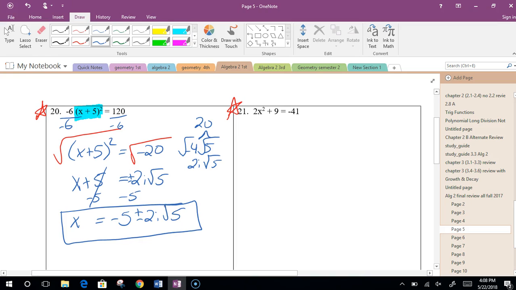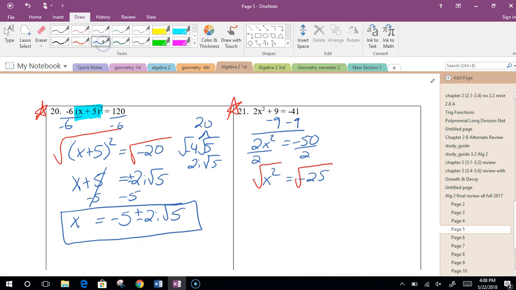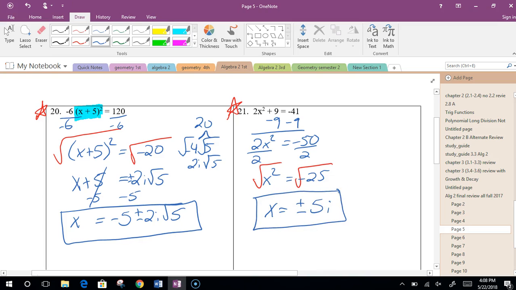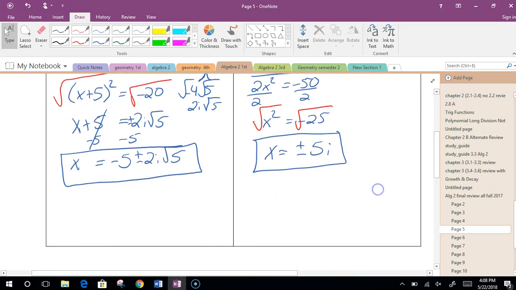In a problem like 21, we need to again isolate the square, so we're going to subtract 9 from both sides. That leaves us 2x squared equals -50. Divide both sides by 2, so we get x squared equals -25, and then we'll take the square root on both sides. But in this case, at least we got lucky in the fact that 25 is a perfect square, so my answer is x equals plus or minus 5i. The i brings out the negative. The square root of 25 is just 5.